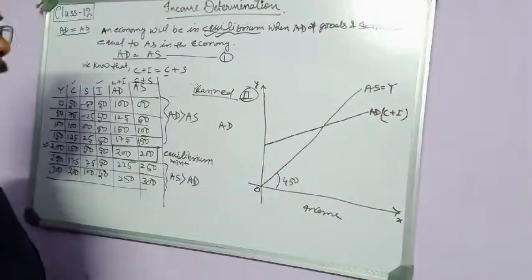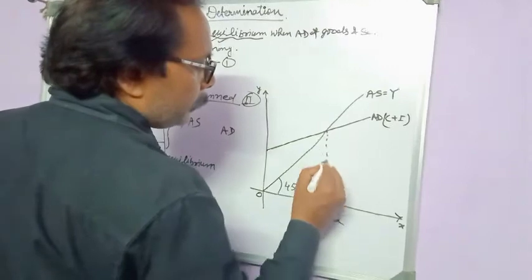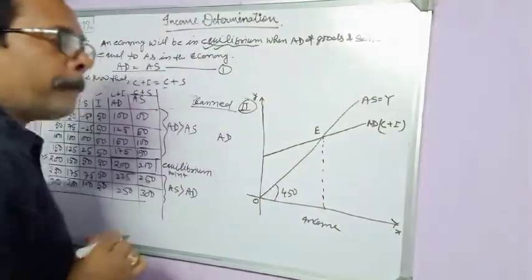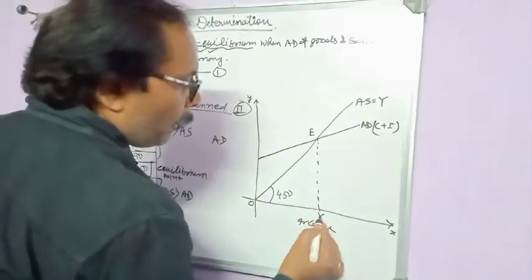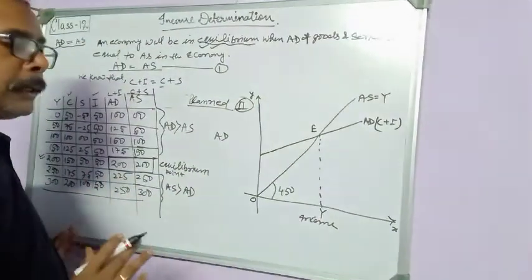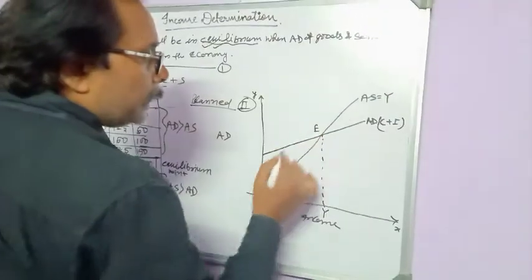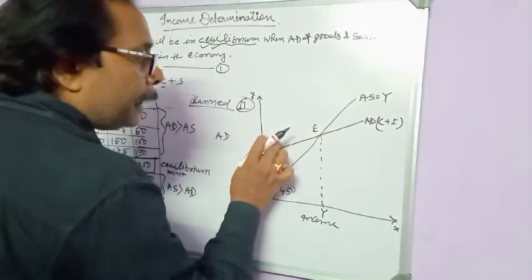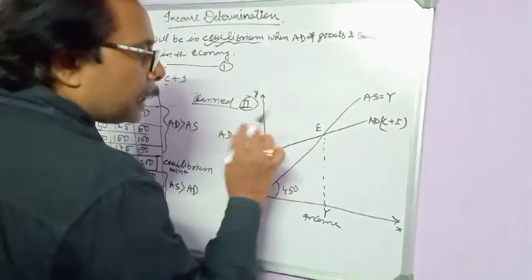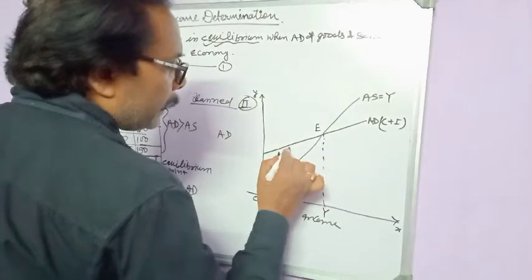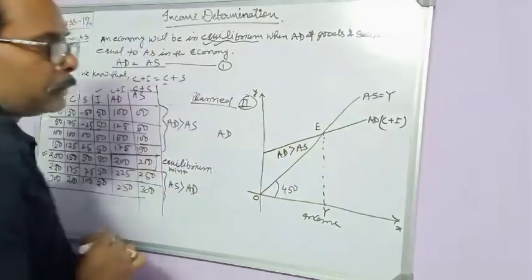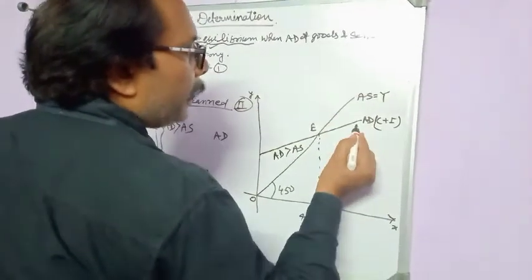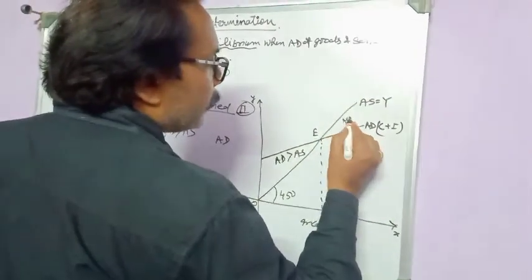Clear? Both intersect at point E. So E is the equilibrium point. Clear? And OY income is determined in the economy. But before the E point, what do you find? We find that the AD line is above the AS line. It means this area indicates AD is greater than AS. Okay? And here we find that the AS line is above the AD line. So AS is greater than AD.